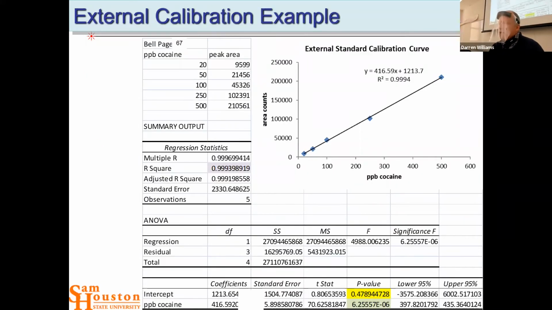So here's our abundance of cocaine, parts per billion of cocaine: 20, 50, 100, 250, and 500. Notice from our lowest standard, 20, to our highest standard, 500, they're really only changing 2 place values. So we really only have 2 orders of magnitude in our linear dynamic range. It is definitely linear though. That looks very nice. We have an R squared of 0.99. This is the peak area.